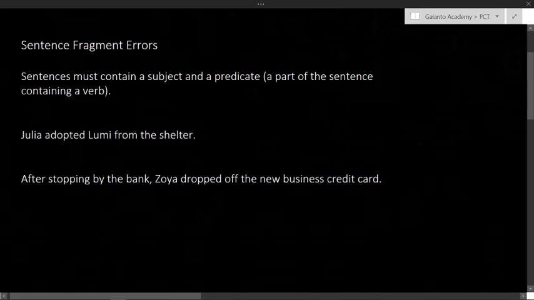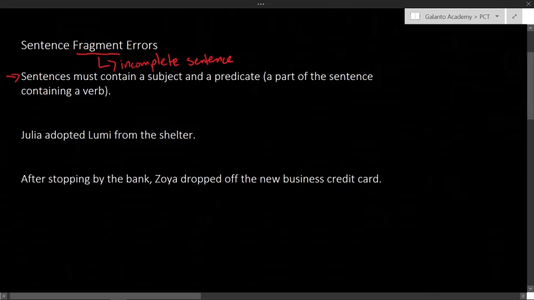Hi everyone! In this video, we're talking about sentence fragment errors. And so a fragment is an incomplete sentence. That means that it is not enough to stand on its own. It could be a group of words, it could be a dependent clause. Either way, it does not contain a subject and a predicate.